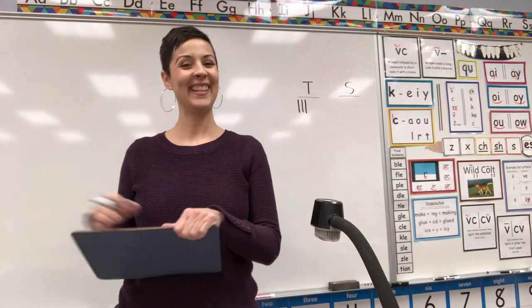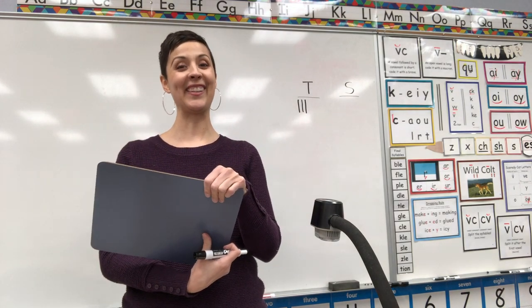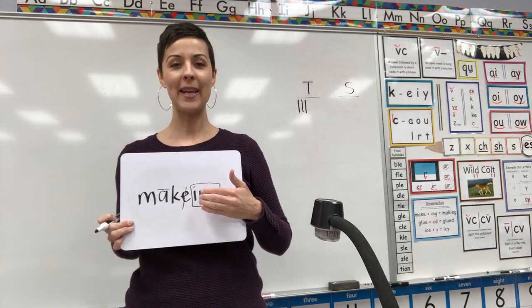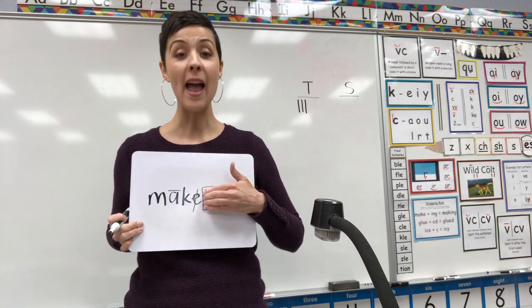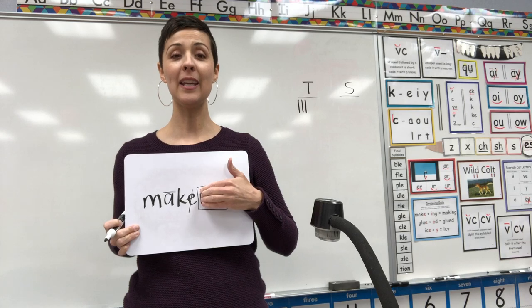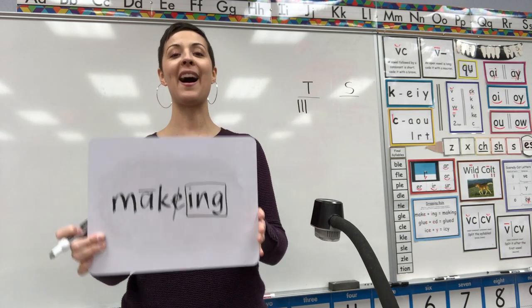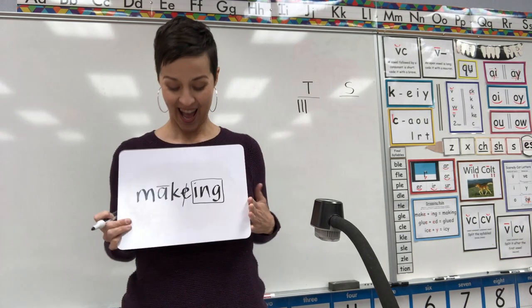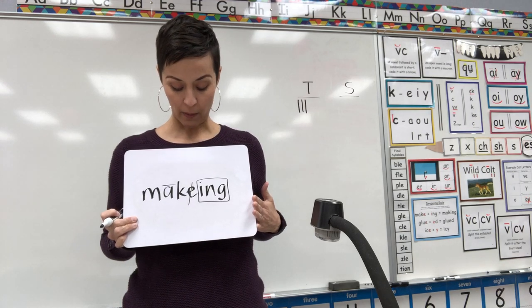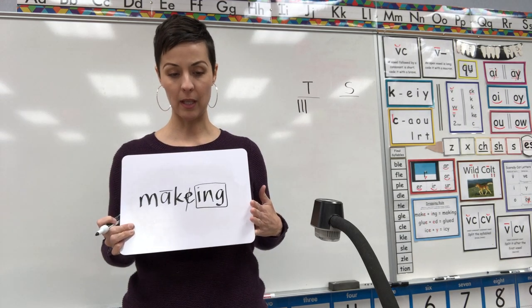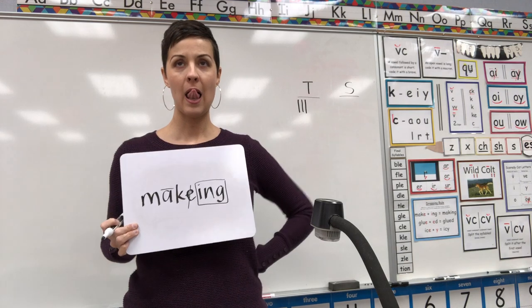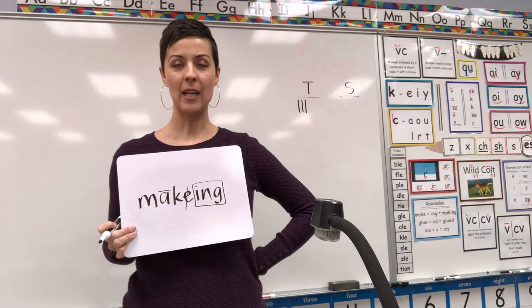Okay, let's check it. You ready? You ready to see how good I did? Making, root word make, should be spelled M-A-K-E with a suffix I-N-G. Wait a minute. Wait a minute, wait a minute. Dang it. Did I just make the same mistake?